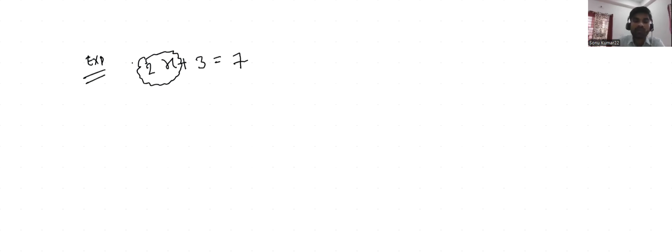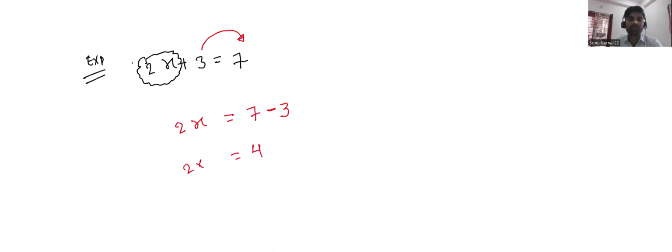So what we can do here: plus 3 is going to the right side from the left side, so you have to change the sign. Plus becomes minus 3. 2x is already there. Now, 7 minus 3 is 4. Here it is 2 into x equals 4.